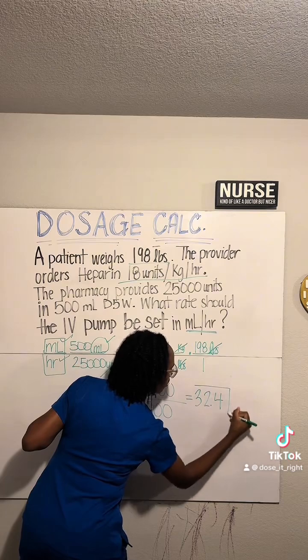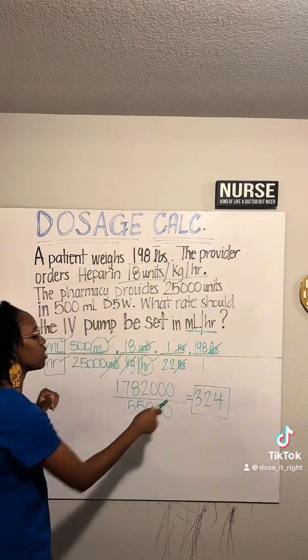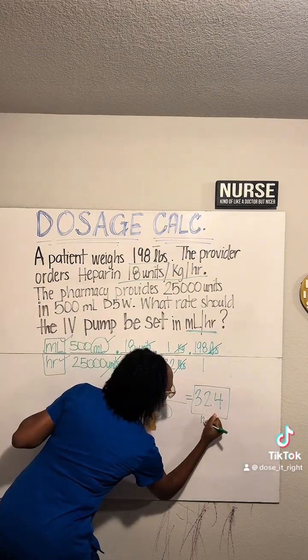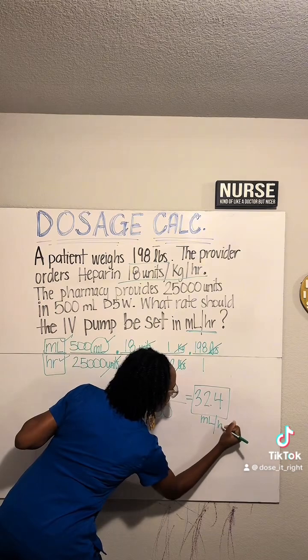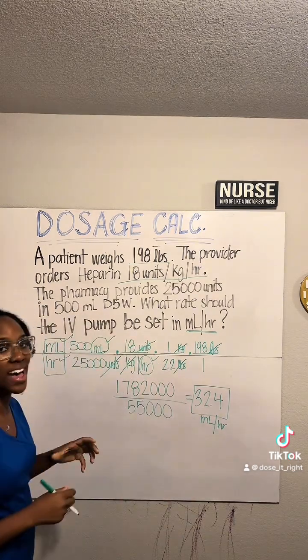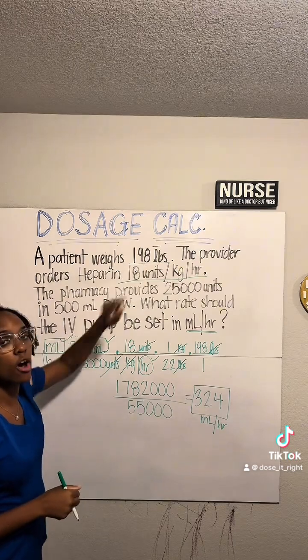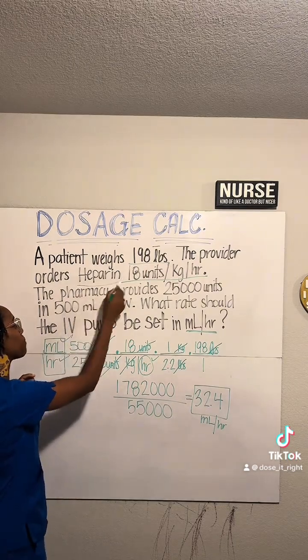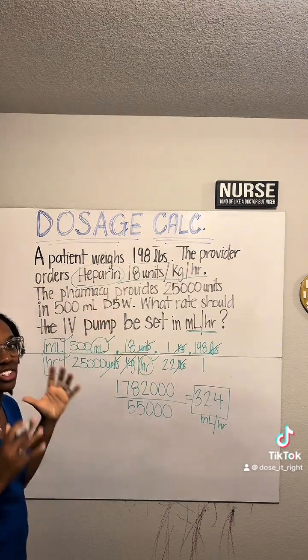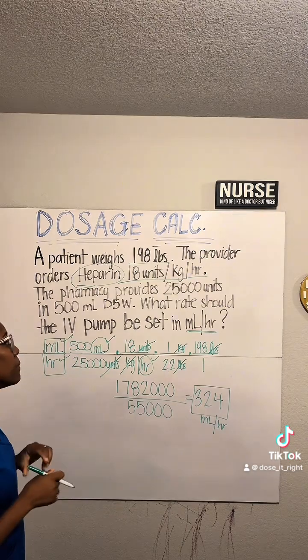Now we're going to put this into our calculators, and you should get something that says 32.4, all right? So this person would get 32.4 milliliters per hour. That's how fast this is going to be administered to this patient, and it's based off of their weight. If you've ever given heparin, you know that this medication is weight-based, and so it's very important that we get that patient's weight.